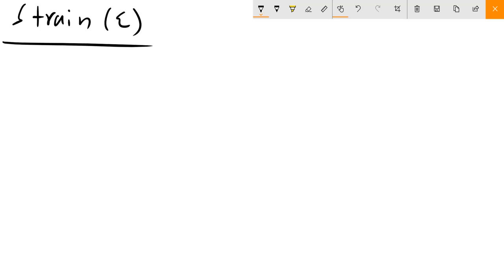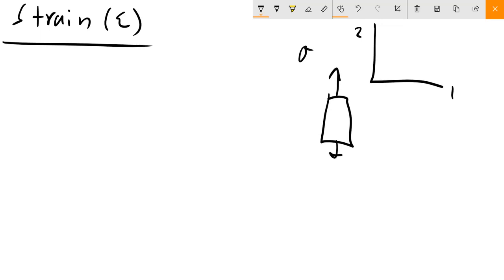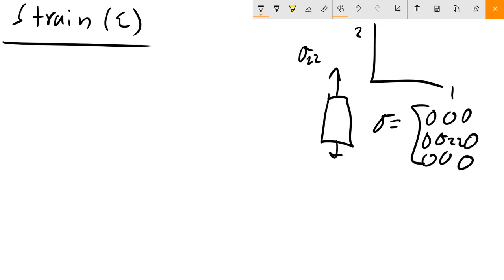But first, let's start just like we did previously. When we are doing our uniaxial tensile test, we know now that if we're pulling in this direction, we're going to apply some stress sigma 2 in this coordinate system. So our stress tensor is just 0, 0, 0, 0, sigma 2, 0, 0, 0, 0.